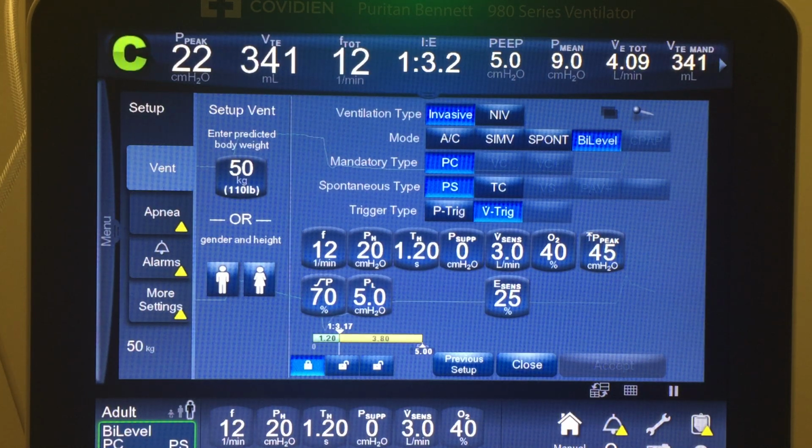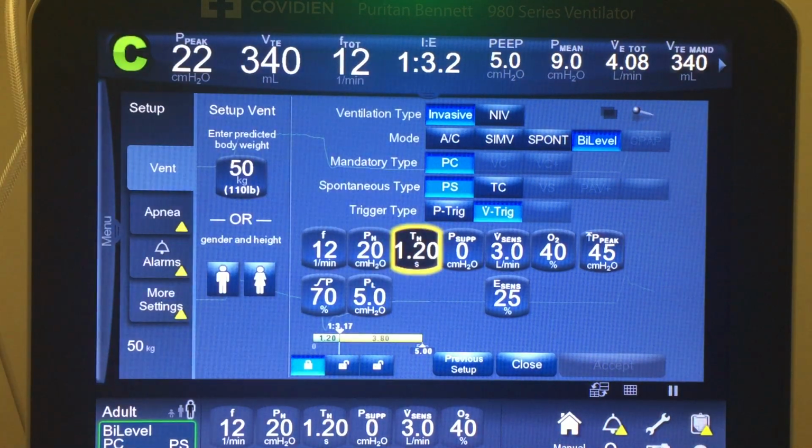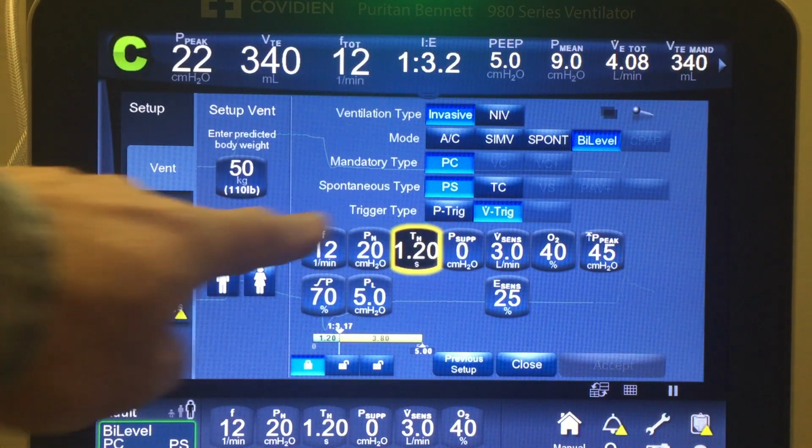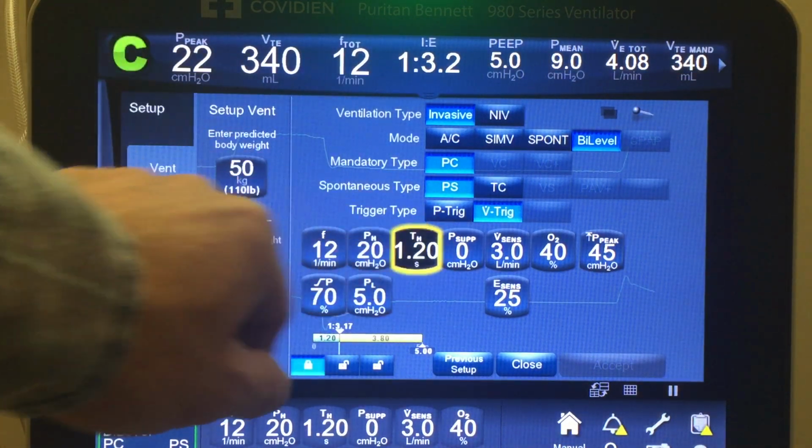Okay, we're going to talk about bi-level. I have it pulled up here, the setup screen on the 980. Bi-level is a mode that, in short, revolves primarily around two levels of PEEP. So we have a PEEP high and a PEEP low. And then we also have a control variable in terms of how long it stays at that level.